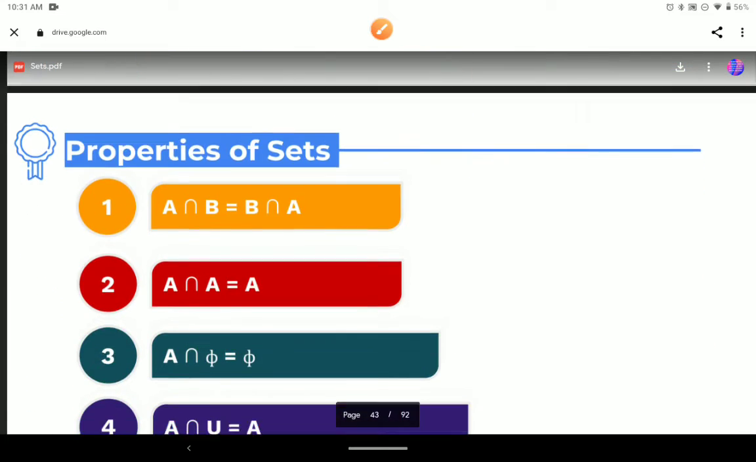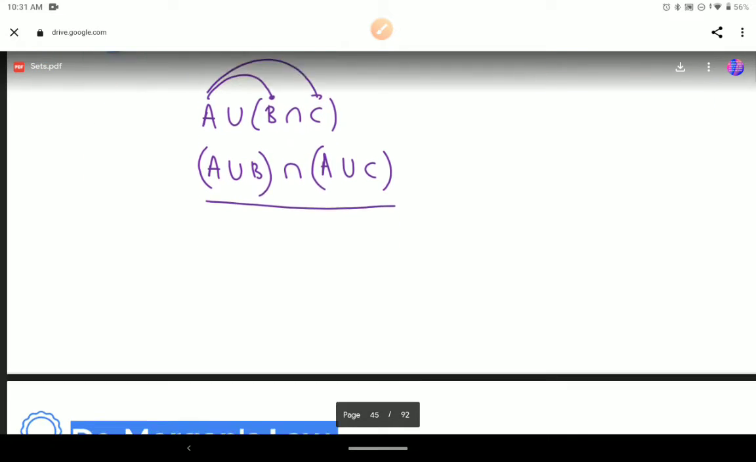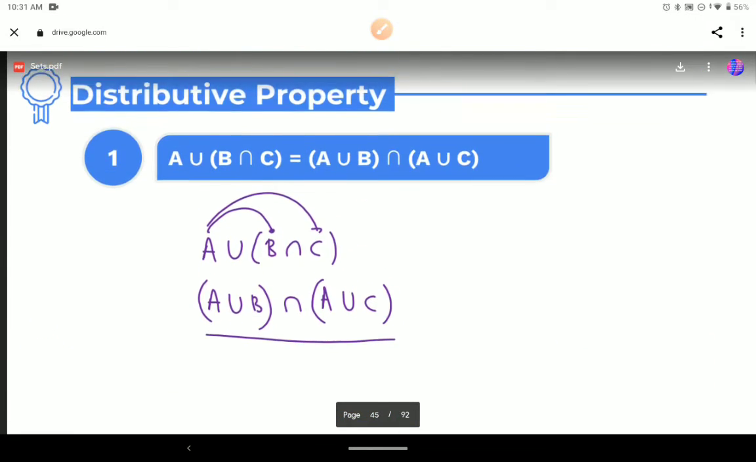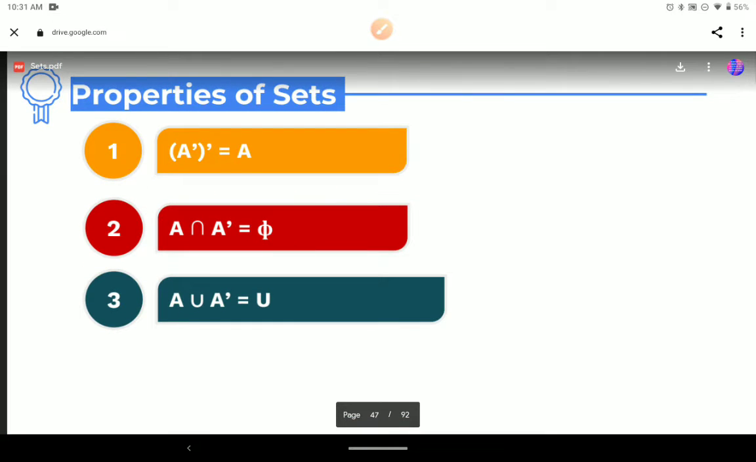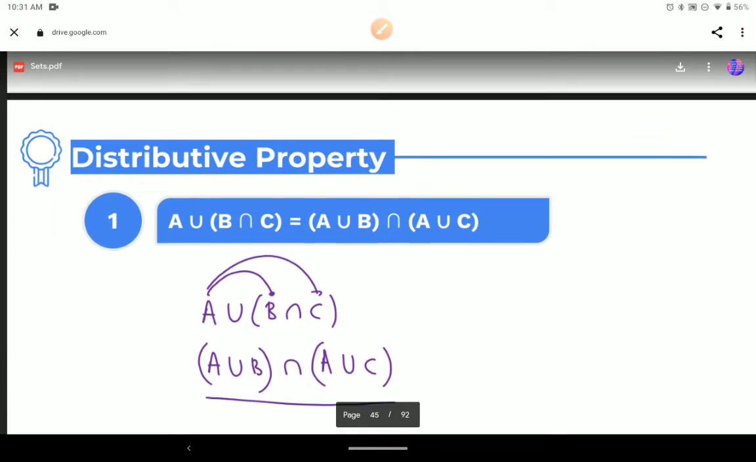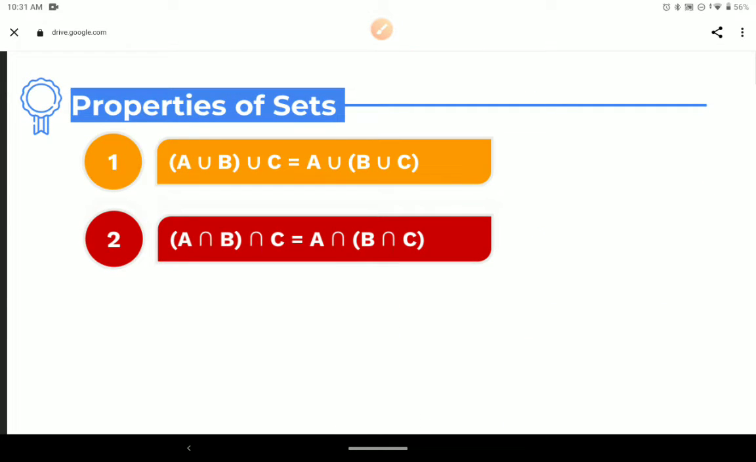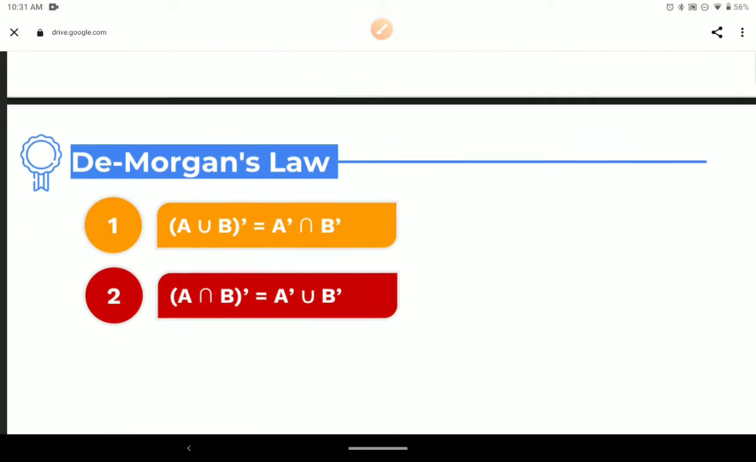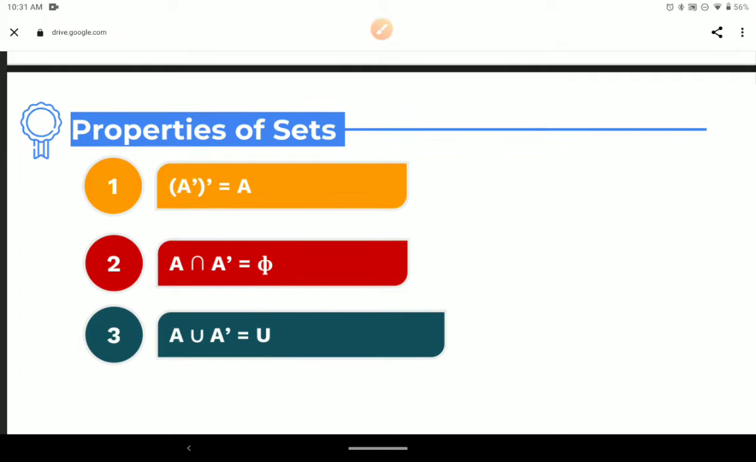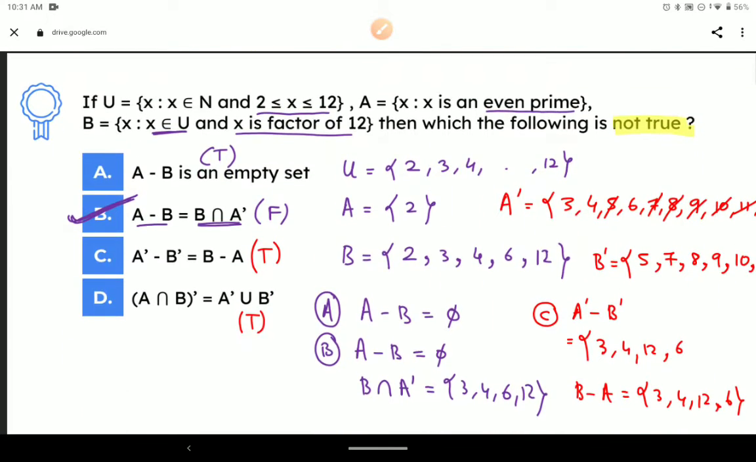Okay, everything will be in this manner only. These properties, everything you can check by this. A complement of complement is A. See, I'll show you every property. Please do take a screenshot of this and you can learn. Type 3 properties of sets.